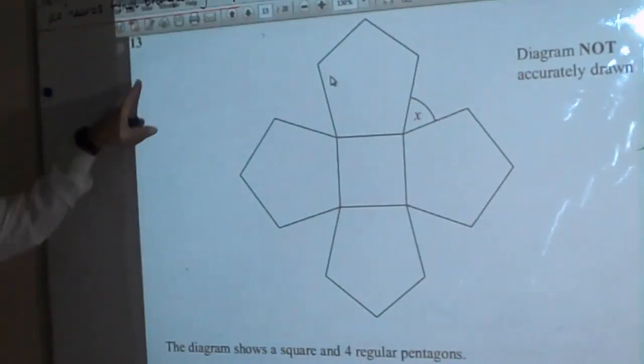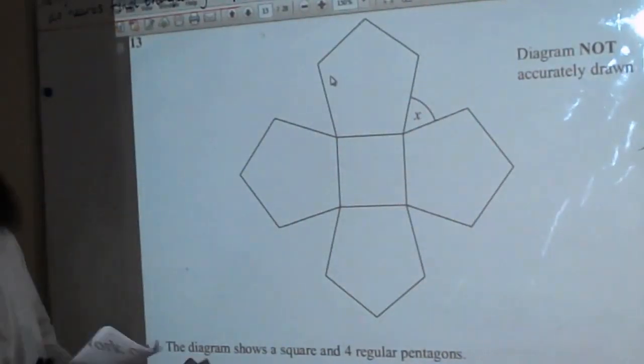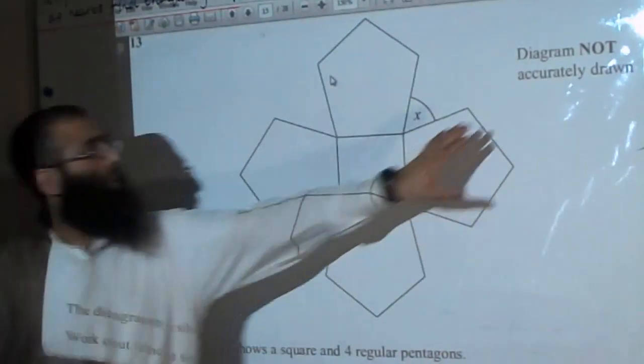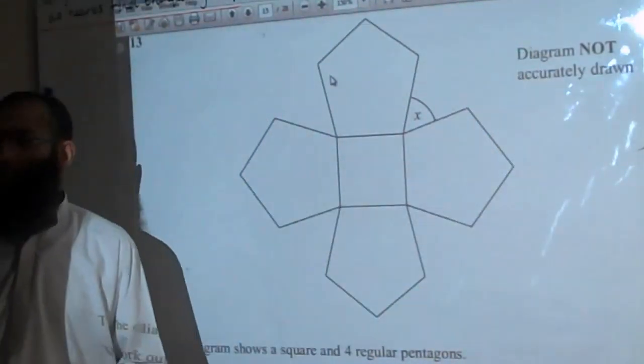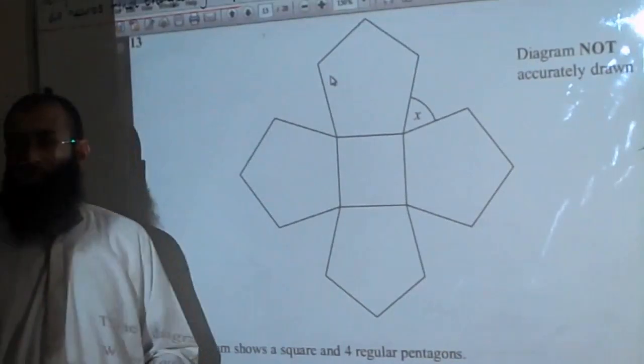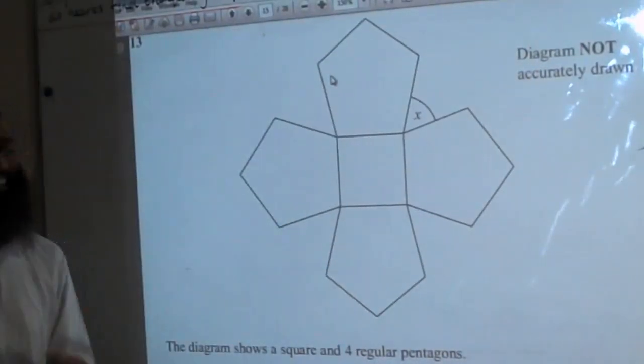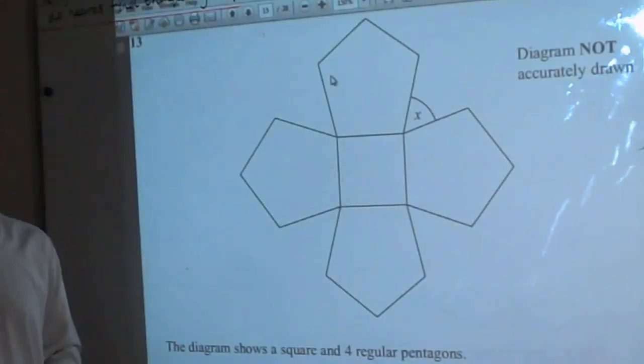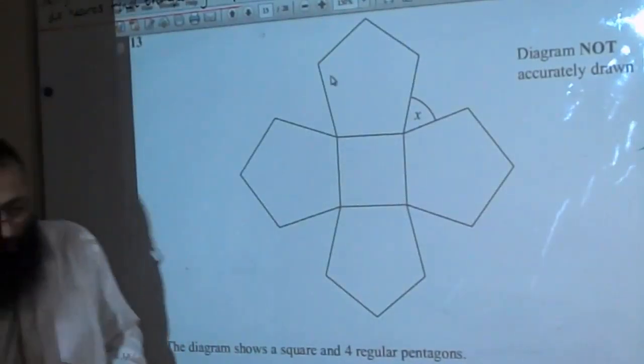Okay. Question number 13. Diagram not accurately drawn, and that's a reason, because students think they're smart in the exam. They get their protractors out and start measuring the angle, and they think they've done it. It was done in 2 seconds. Got a rubber? Okay, yes, we got a rubber.